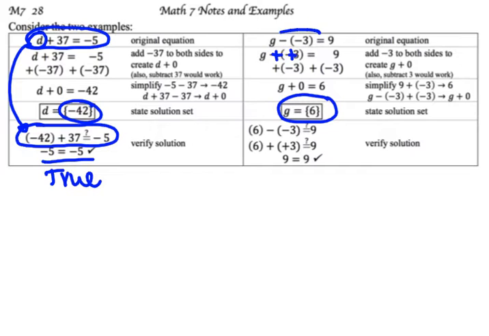And when we take the original equation and plug in 6 for g, 6 minus negative 3, that's the same as 6 plus positive 3. And we do get 9 equals 9. Because it is true, this is the solution.